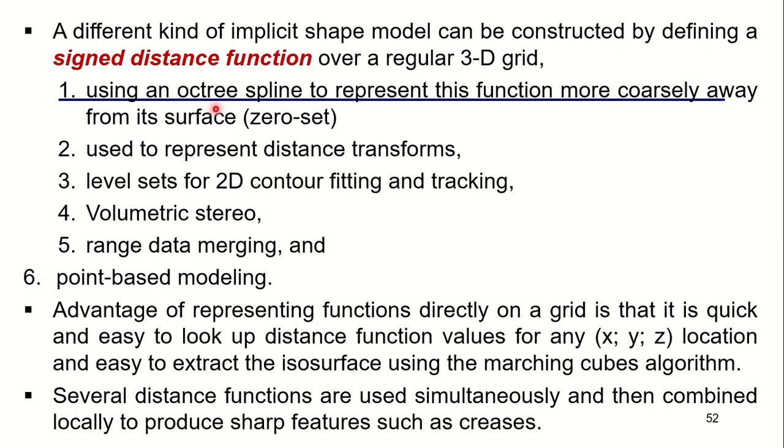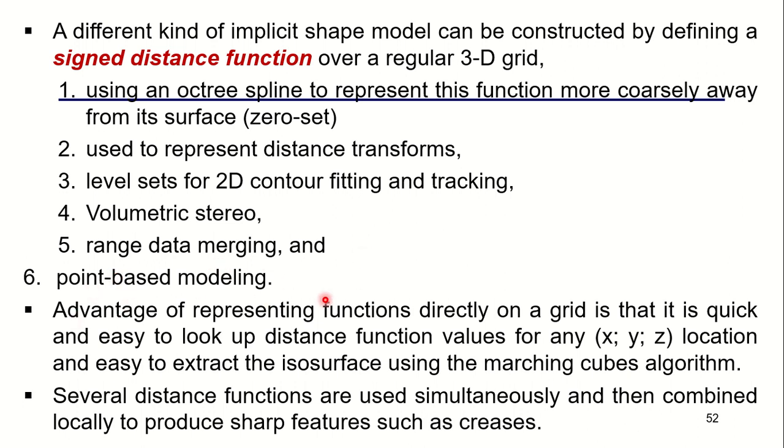We can do it in five kinds of ways. The first kind is using an octree spline to represent this function more closely away from its surface, that is, zero sigma. And then it's used to represent distance transforms, then level sets for 2D contour fitting and tracking, and volumetric stereo, range data merging, and point-based modeling.